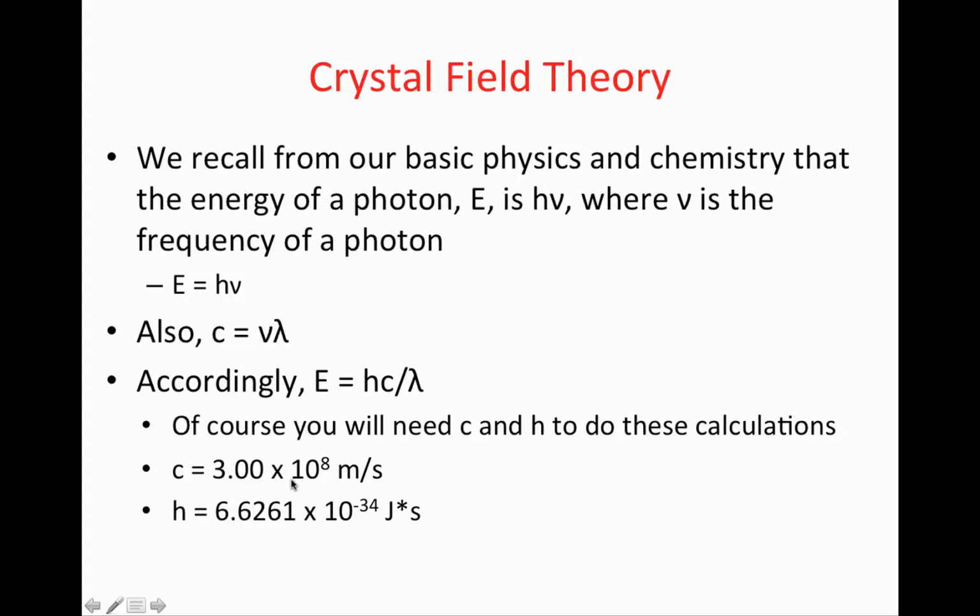So you'll need these 2 constants to be able to solve this equation, and I'm pretty sure that these are on the equation sheet that you received for the class. So this is the speed of light again, and this is Planck's constant. And again, it allows us to calculate the energy of a photon.